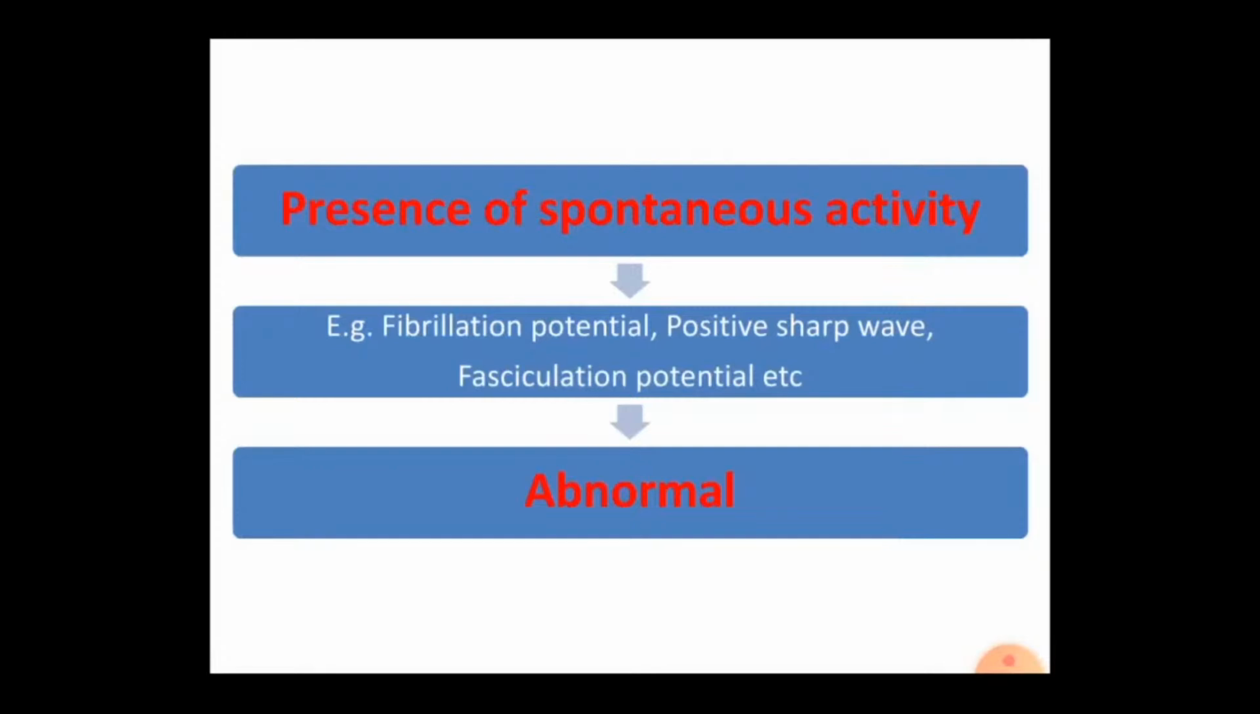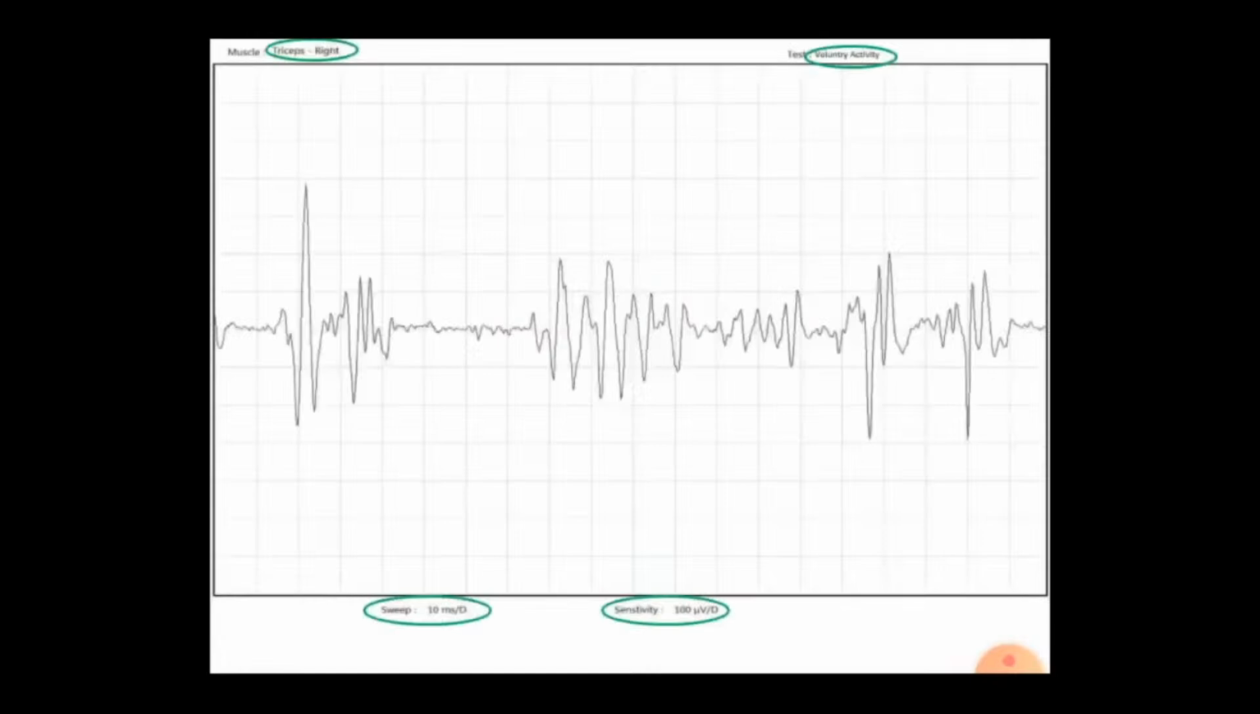In all other cases, presence of spontaneous activity itself is abnormal. It is either signs of denervation or signs of reinnervation. Now in case of myogenic lesion, let us see this voluntary activity.